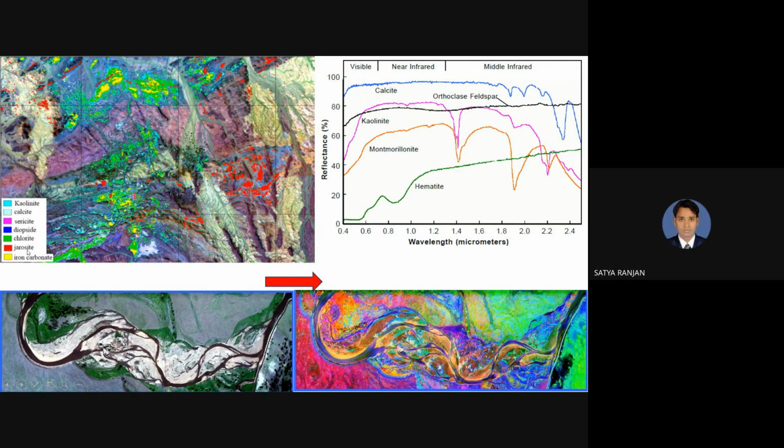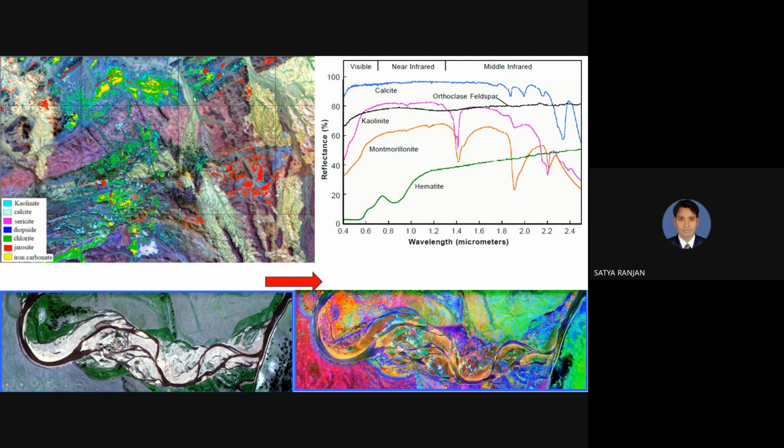In this legend, we can see kaolinite and calcite, sericite, diopside, chlorite, jarosite, and iron carbonate. The yellow is iron carbonate, the cyan color is calcite, and the green color is chlorite. So these are the features. On the right side, this creates the graph. This is a unique graph. For calcite, these graphs will always be like this.